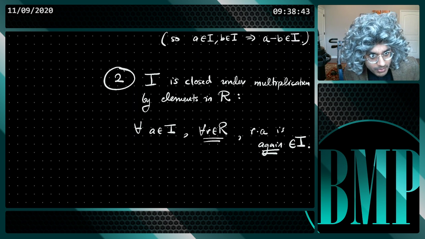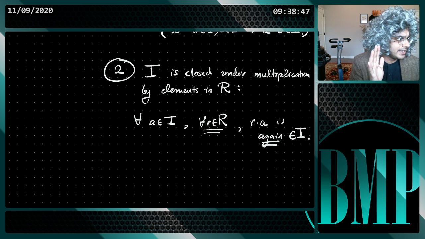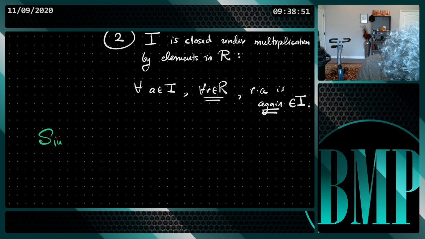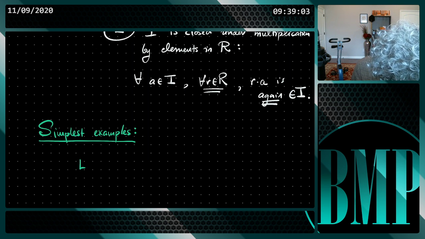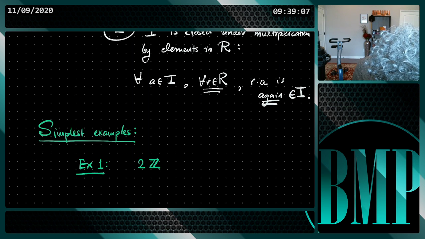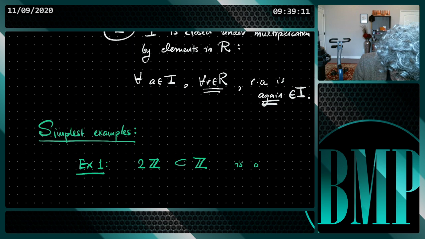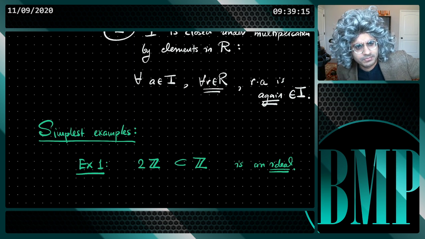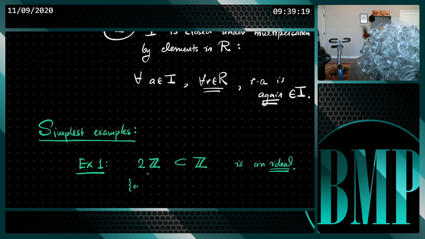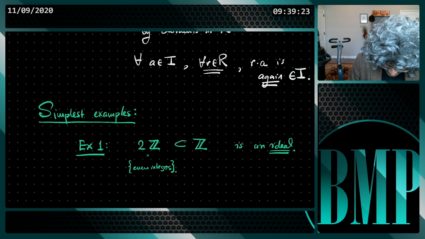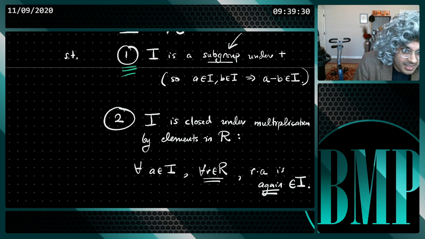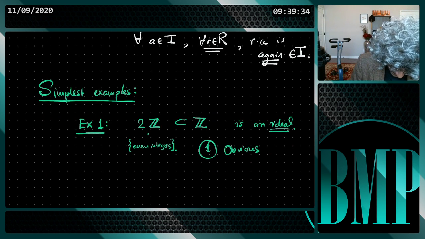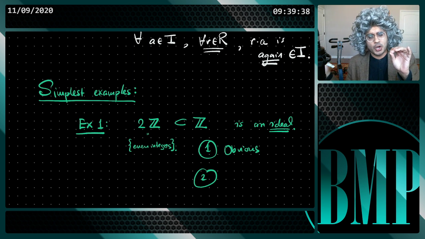Okay, so next, let me show you some examples. Some very early, simple examples. Simplest examples. Okay, so 1. 2Z is an ideal, all even integers. Condition 1 is obvious. Condition 2: an even number times any integer is again even.